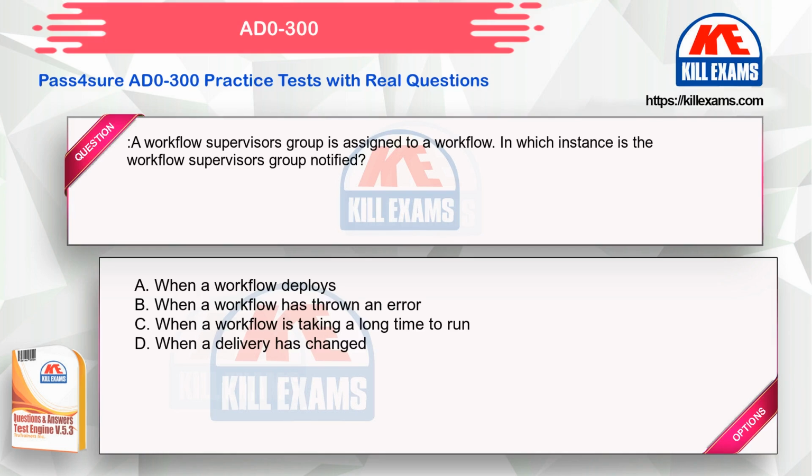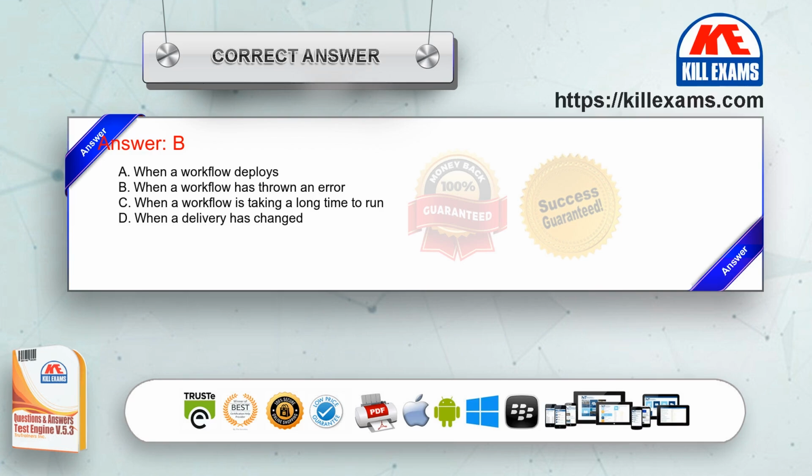Question: a workflow supervisors group is assigned to a workflow. In which instance is the workflow supervisors group notified? Option A. When a workflow deploys. Option B. When a workflow has thrown an error. Option C. When a workflow is taking a long time to run. Option D. When a delivery has changed. The correct answer is option B.